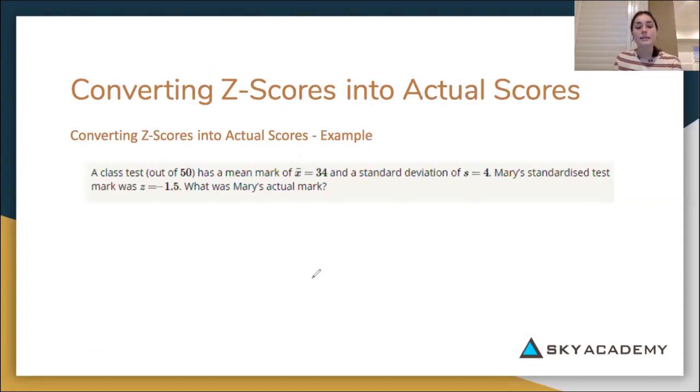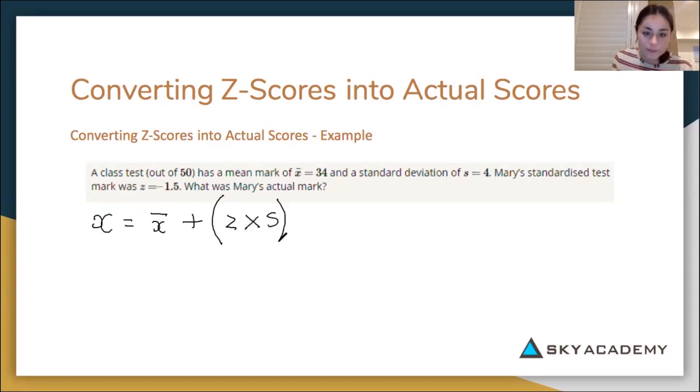So a class test out of 50 has a mean mark of 34, a standard deviation of 4. Mary's standardized test mark was a Z-score of negative 1.5. What was Mary's actual mark? First thing I'm going to do is write down my formula, which is X equals the mean of X plus the Z-score times the standard deviation.